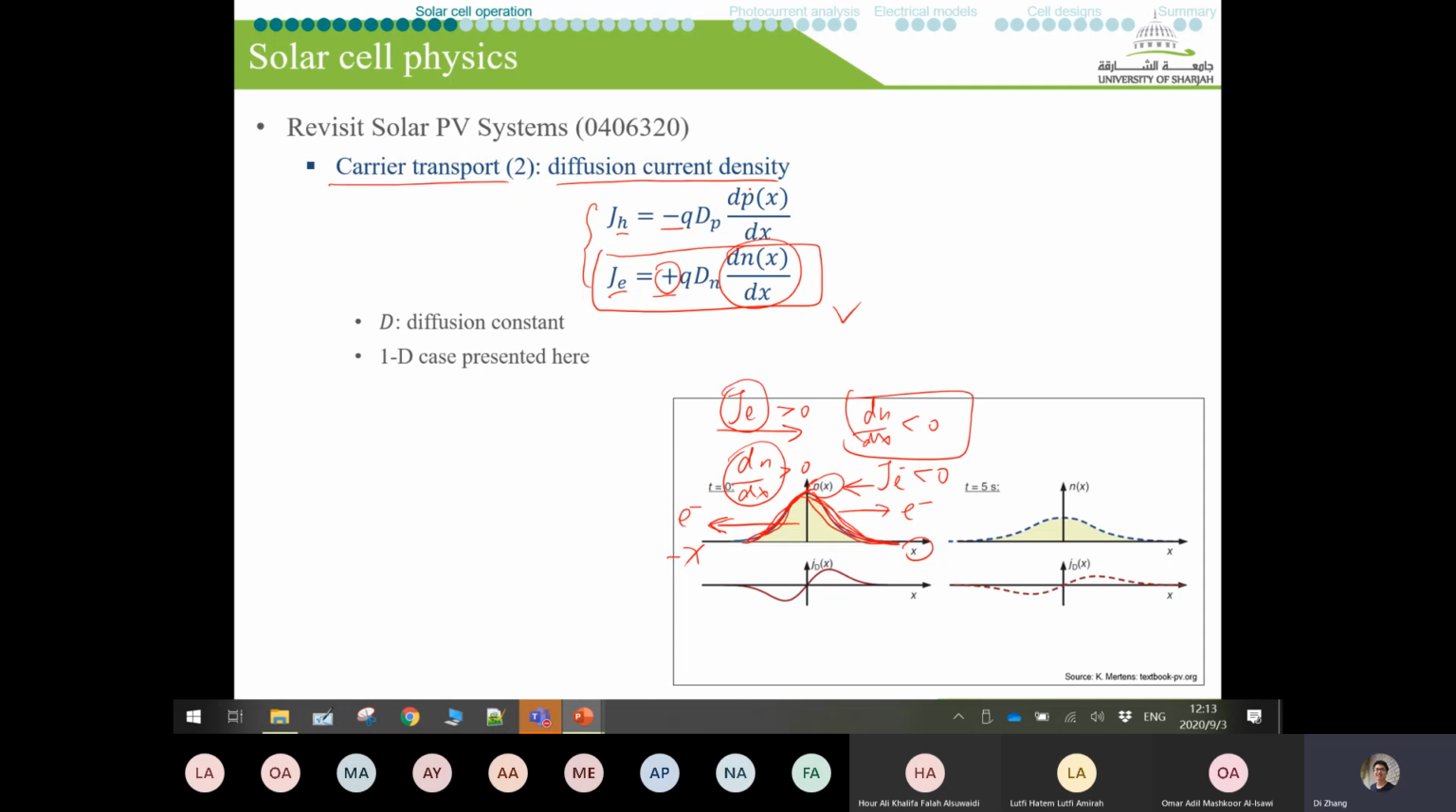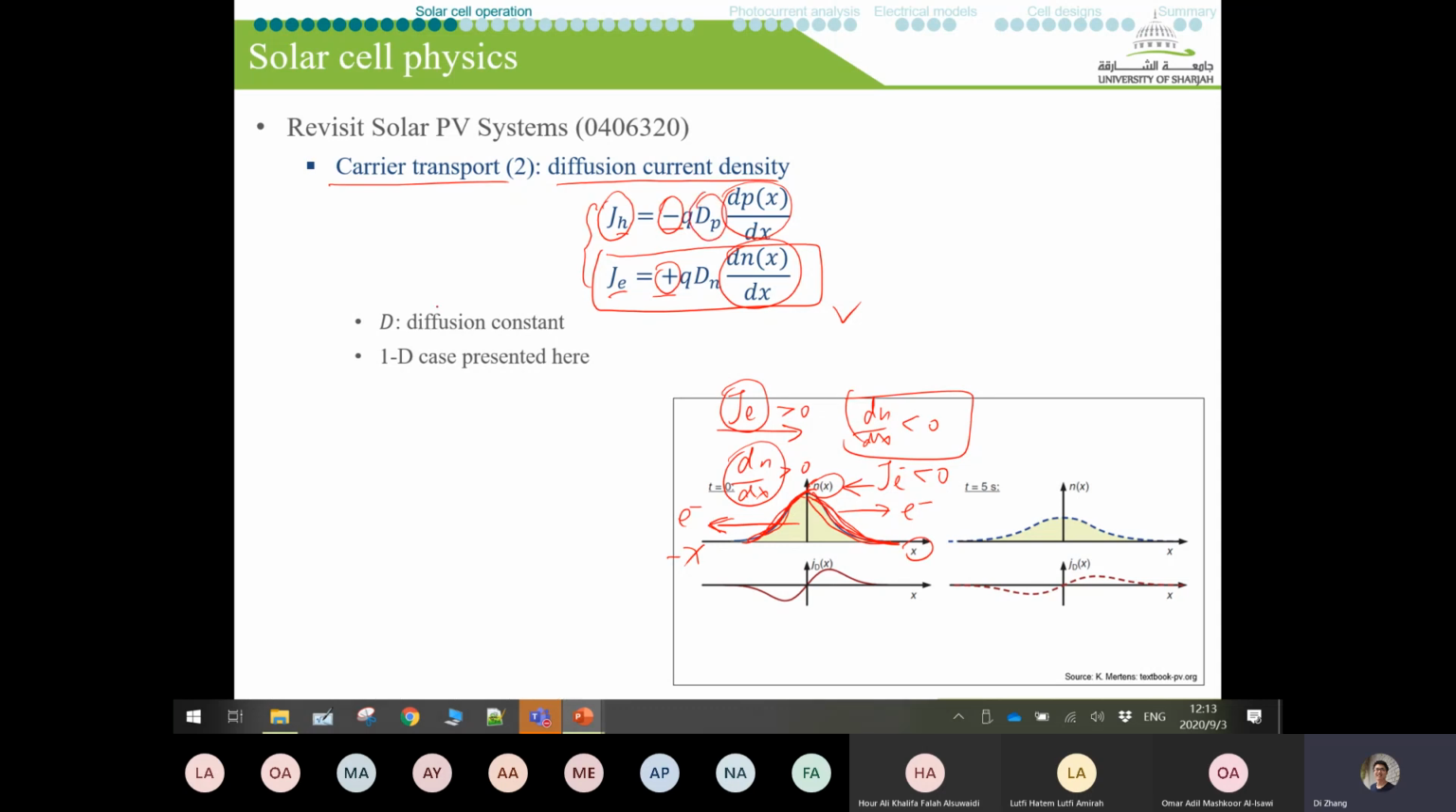If you do the same thing for holes, remember that for holes the current direction has to be the same as the movement direction. In that case, if you want to present this equation, remember that there has to be a negative sign here. Okay, meaning that the final diffusion current for the holes will be opposite to the direction of the local concentration gradient.